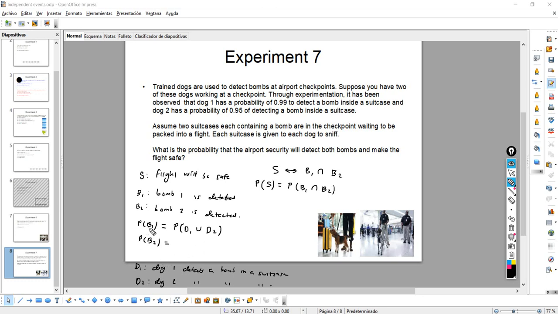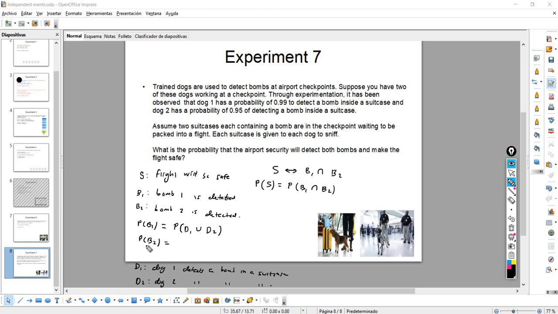The probability that the bomb 1 is detected is equal to the probability that the dog 1 detects such bomb when it's given to sniff, or that the dog 2 will detect such bomb. Because remember, each of these suitcases, for example, let's suppose that this is the first suitcase with a bomb. It will be given to the first dog to sniff, and then it will be given to the second dog to sniff also. You see? So we can agree on this, right?